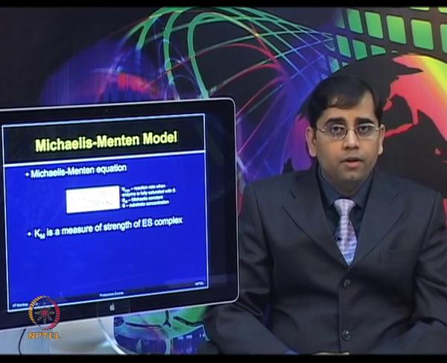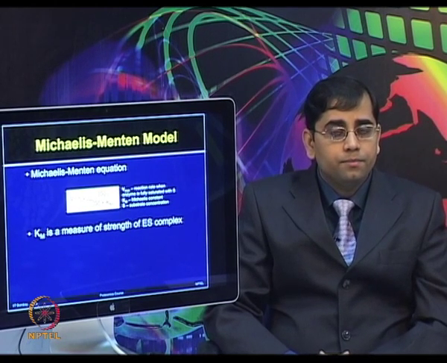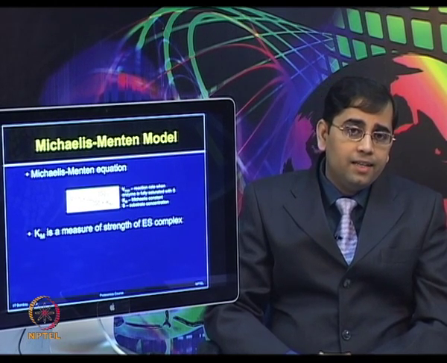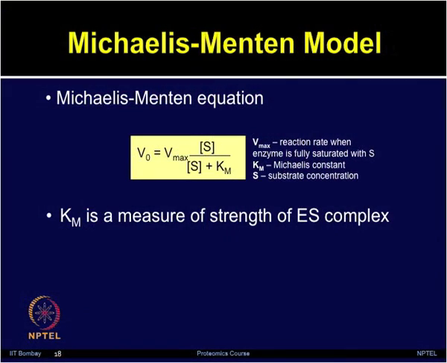So, let us say we take this equation and there is one situation where substrate concentration is much less than Km, or Michaelis constant. Now, what will be the equation? In this case, V0 will become Vmax divided by Km times substrate concentration. So, rate is directly proportional to substrate, which means the reaction is first order.